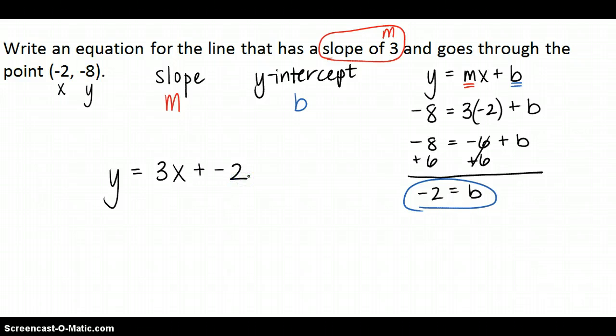Right? We also have learned that instead of adding a negative, we can subtract. So you could also write 3x minus 2 instead of 3x plus a -2. Whichever way you're most comfortable with is the way that you can write your final equation for your answer.